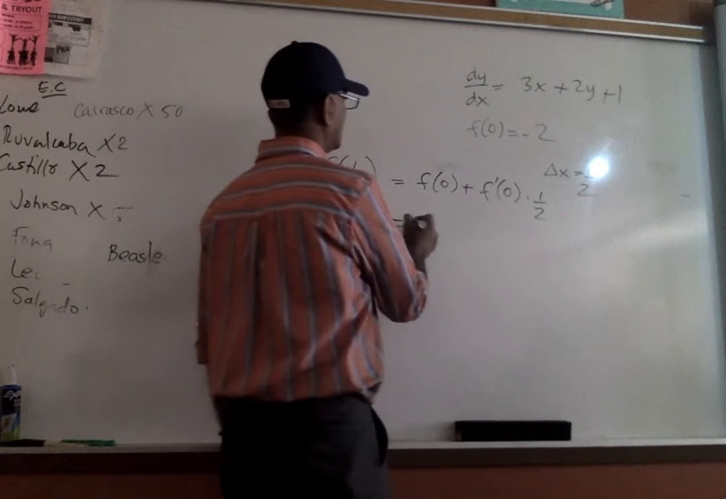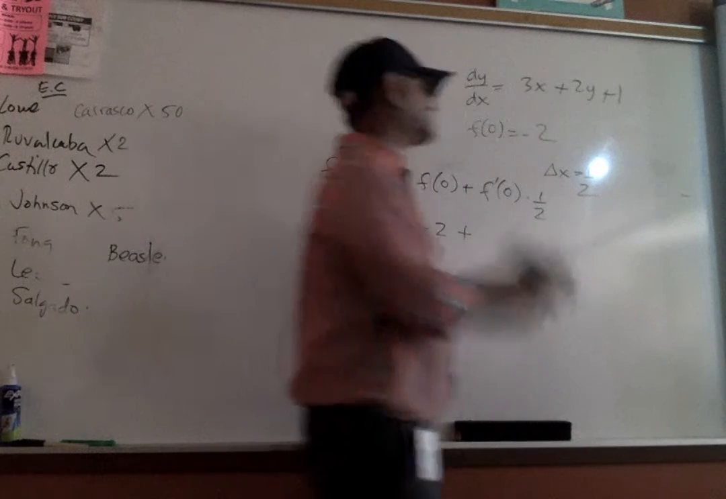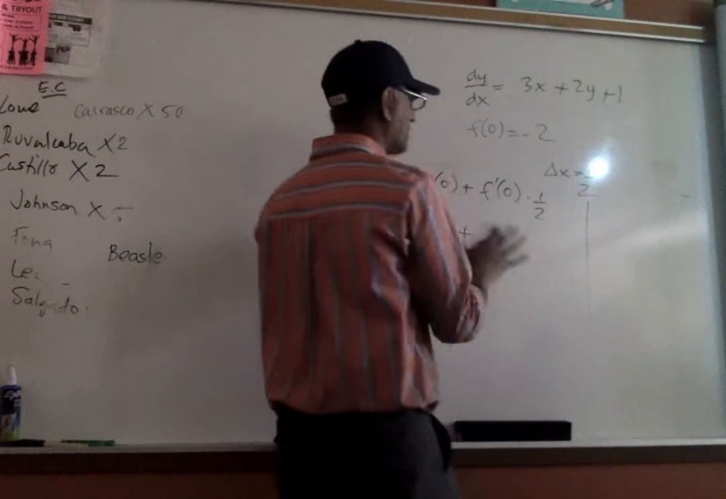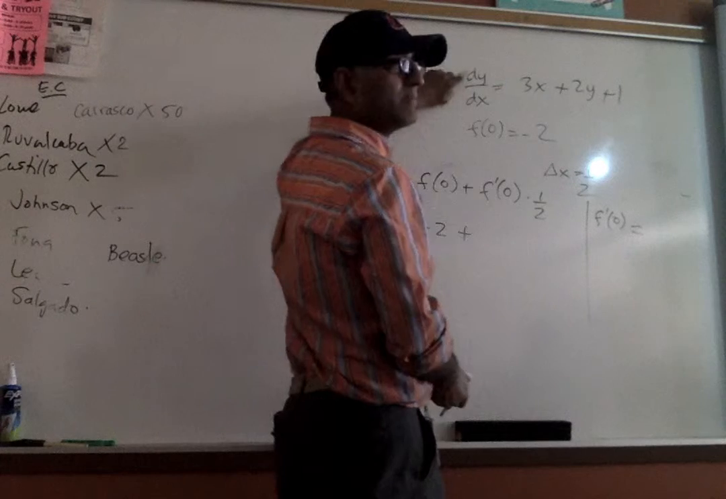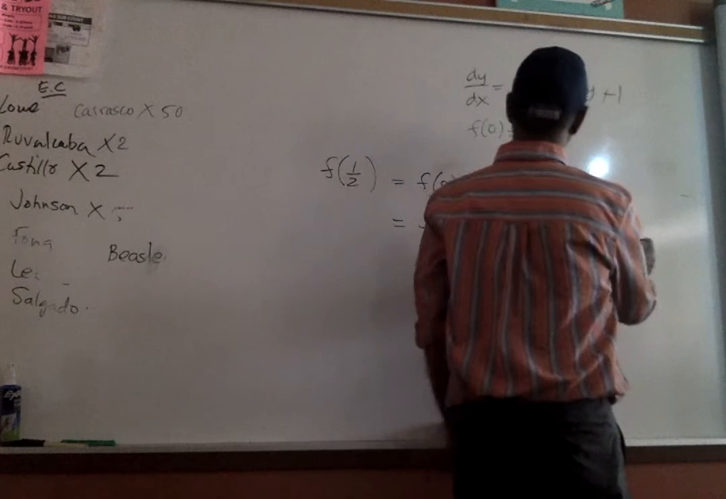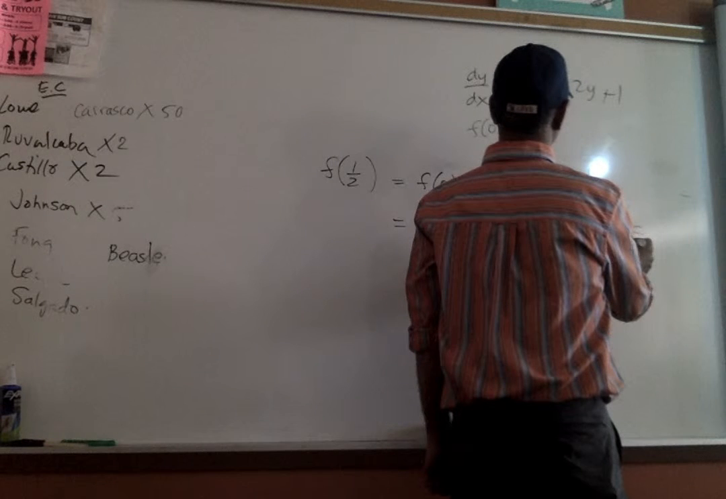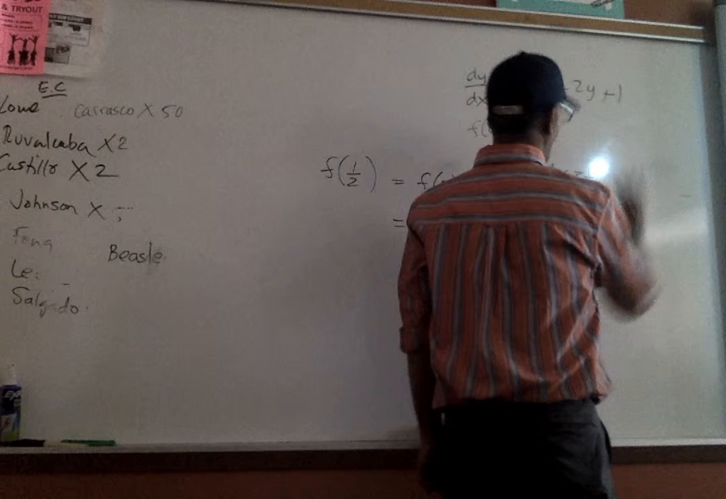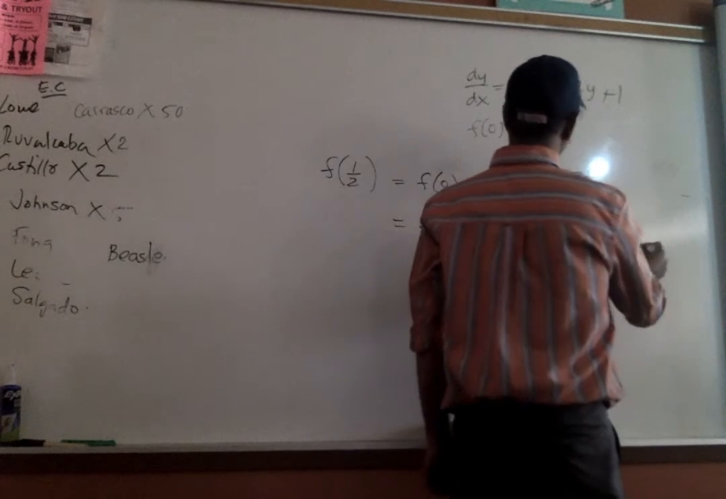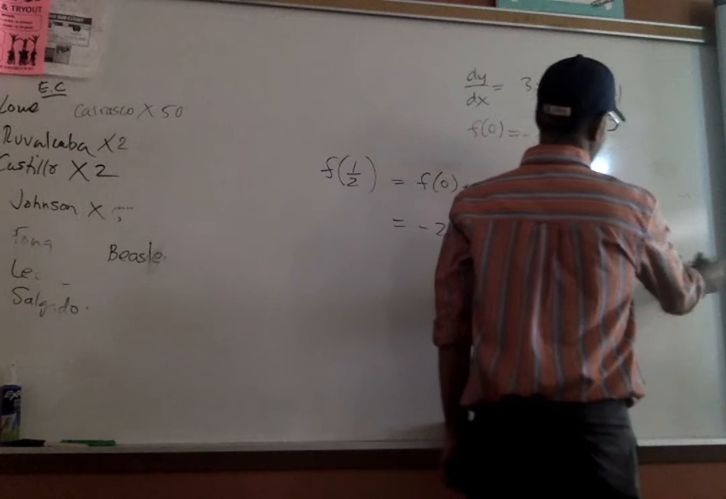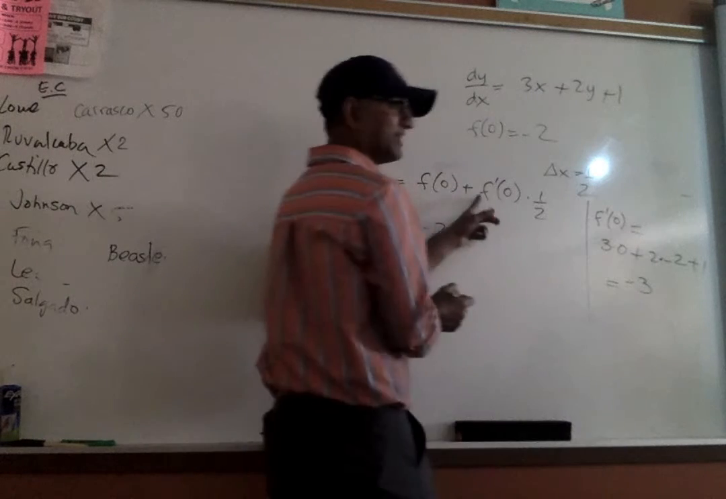What's f of 0 given to me? Negative 2 plus... Please show the work. Don't do things in your mind. It's not worth it. I'm going to find f dash of 0 on the side. Don't forget f dash is nothing but dy over dx. So 3 times 0 plus 2 times y plus 1. Simplify, what do you get? Negative 3.